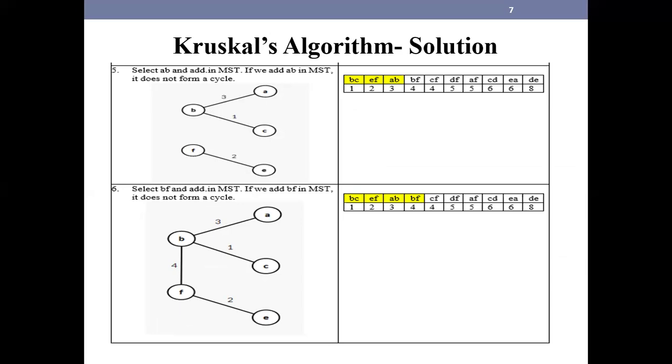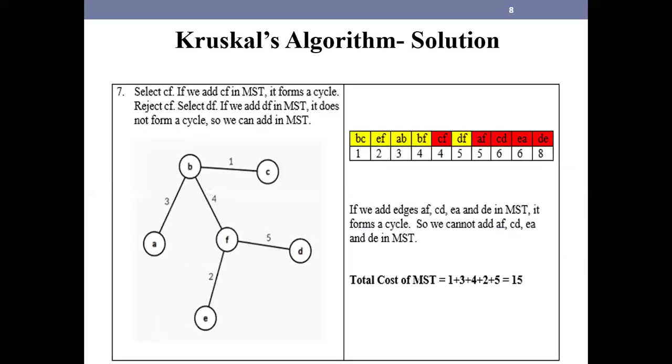And the fourth edge is BF. Choose the next one, BF. Add BF in the minimum spanning tree. There is no cycle, so we can add it. And choose CF. If we add CF, it forms a cycle.